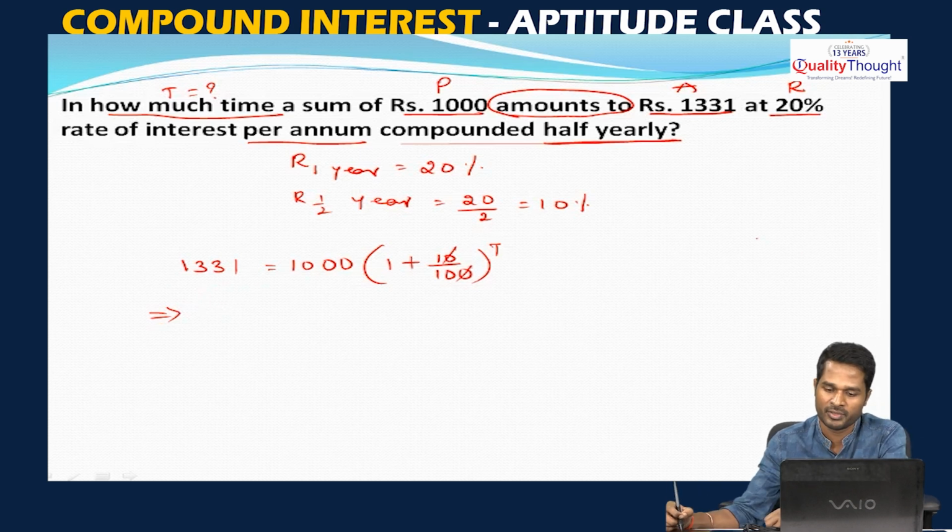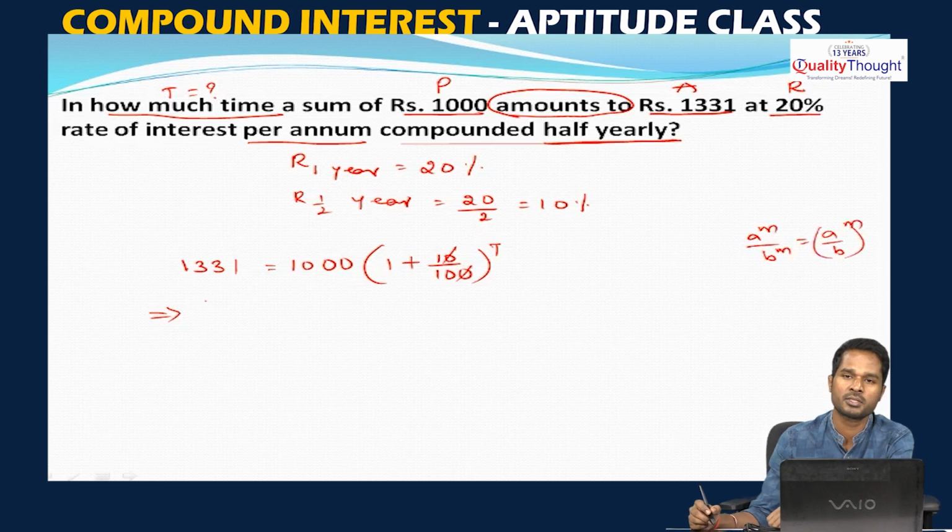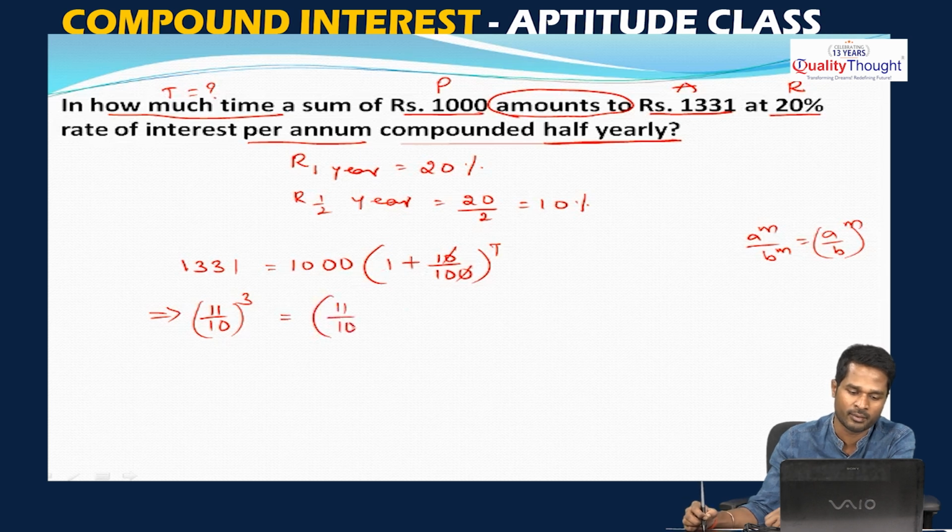If we have a power m by b power m, we can write it as (a by b) whole power m. Similarly 1,331 is 11 cube and 1,000 is 10 cube, so it can be written as (11 by 10) whole power 3. This is equal to 1 plus 10 by 100, which is 11 by 10, whole power t. So (11 by 10) whole power 3 is equal to (11 by 10) whole power t. Now see, the base values are equal, so we can make the powers equal.